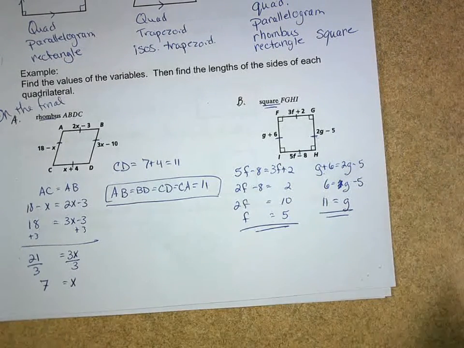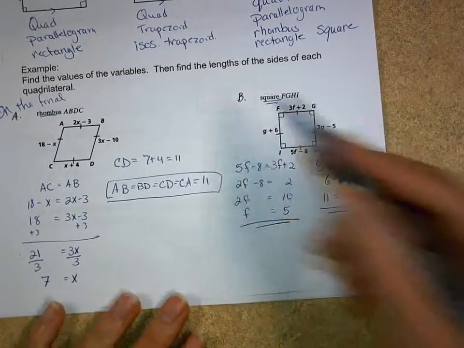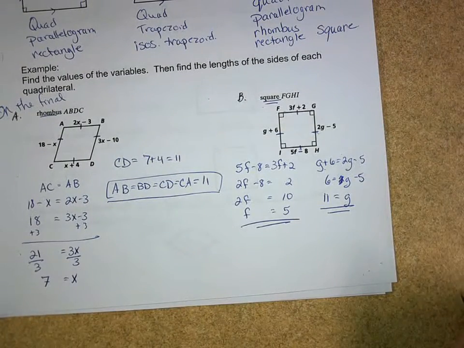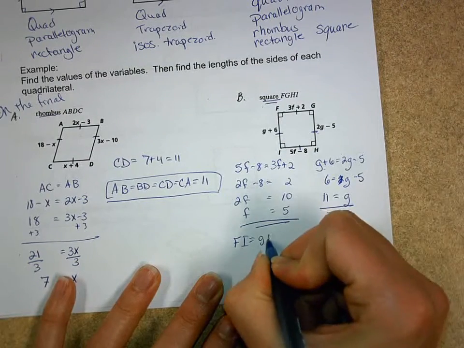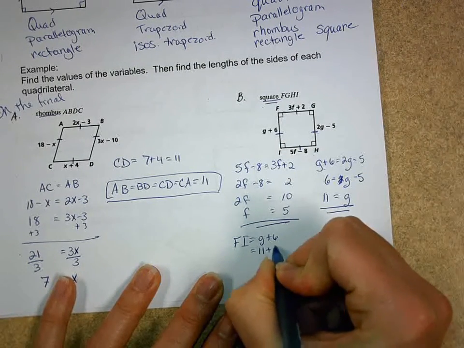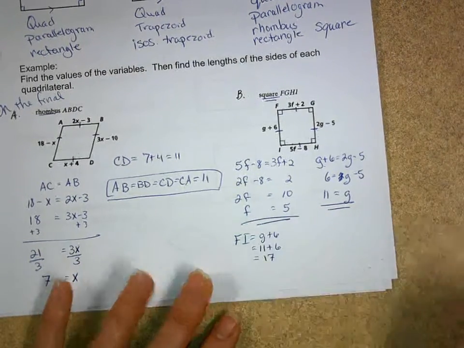Now the cool thing is all the sides are the same, so I only need to plug and chug in once. You pick which side, which variable you want to use. I think I'm going to use, in this case, FI, because it's just G plus 6. Well, what's G? Well, that's 11. So 11 plus 6 is equal to 17.